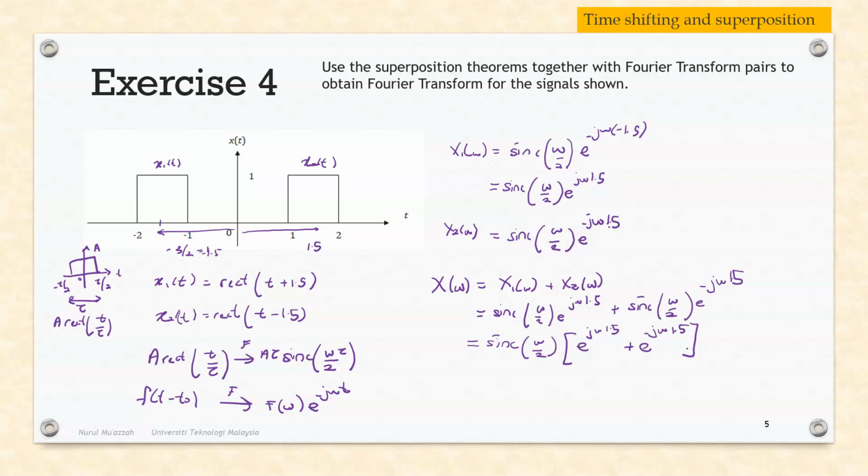Okay, so you can see that it is similar to Euler's theorem, so you can make it in terms of a cosine function. So you can multiply by 2 divided by 2, basically you multiply by 1. So here you can solve for this. It will become 2 sinc(omega divided by 2), and because this is the summation of exponent functions with opposite sign, divided by 2, this one will become cos(3 omega divided by 2). Okay, so this is the answer for exercise 4.